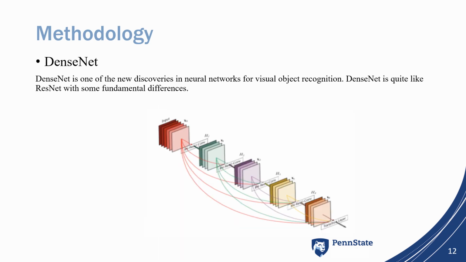Next, the model that we used is DenseNet. DenseNet is one of the new discoveries in neural networks for visual object recognition. DenseNet is quite like ResNet with some fundamental differences. ResNet uses an additive method that merges the previous layer with the future layer, whereas DenseNet concatenates the output of the previous layer with the future layer.